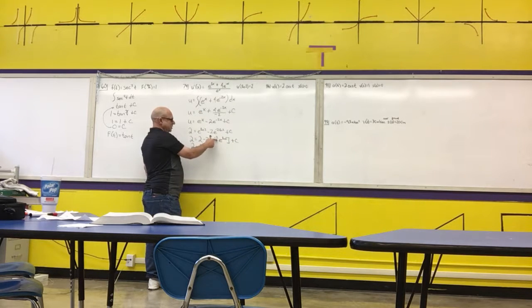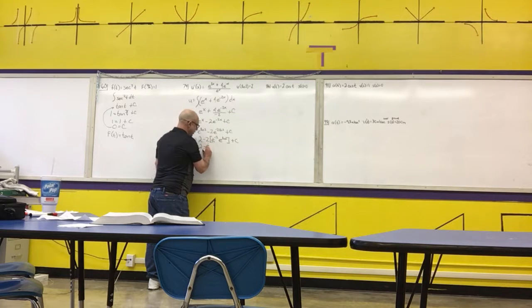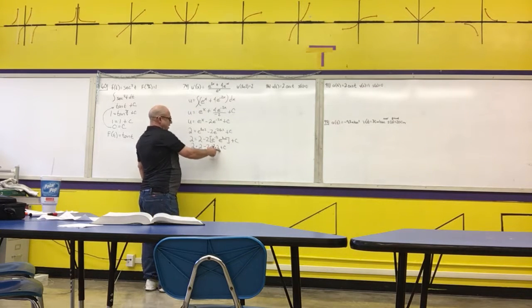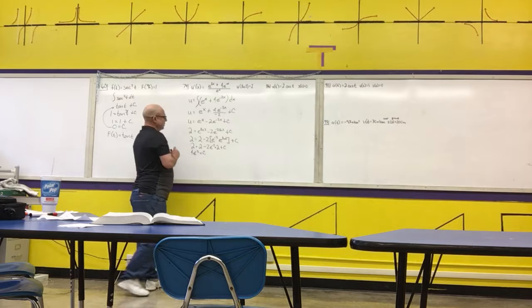E to the negative 2 is just a constant, so I'm just going to write it as negative 2e to the negative 2. e to the natural log of 2 is just 2. I'm going to multiply this together and subtract. So if I subtract this 2, that becomes a 0, which means I'm going to add this to both sides to get my c. 2 times 2 is 4. So I end up with 4e to the negative 2 is equal to my constant.